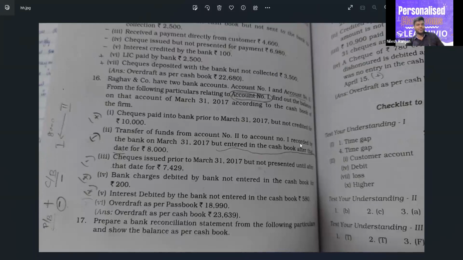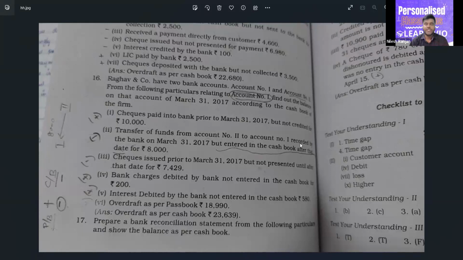So I also did passbook and cash book differently, sir. Cash book and passbook difference balance, nothing, sir. Actually, that's why we prepare the bank reconciliation statement, to know the reason behind it. Yes, sir. Absolutely.